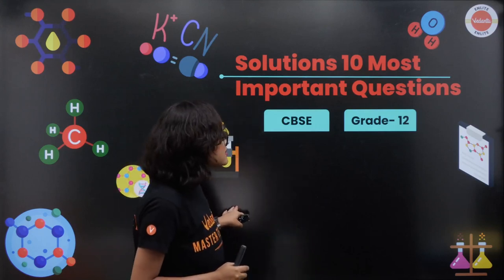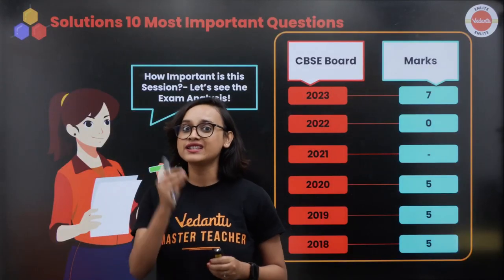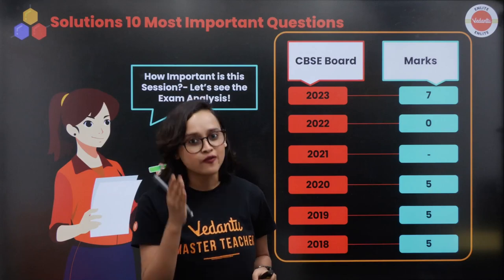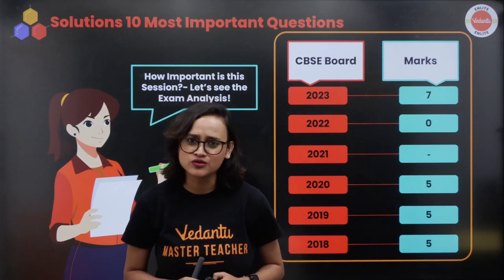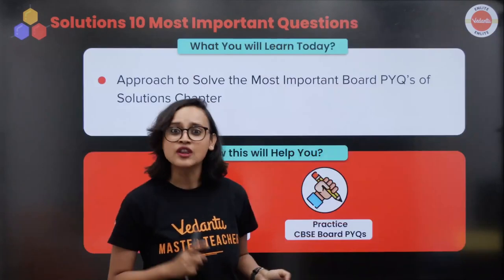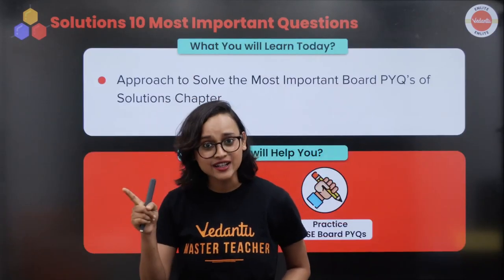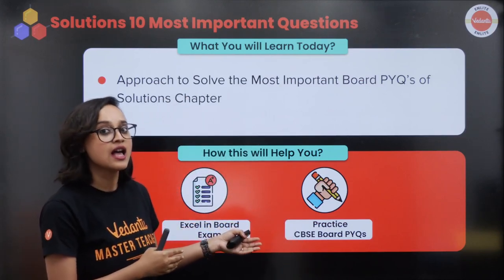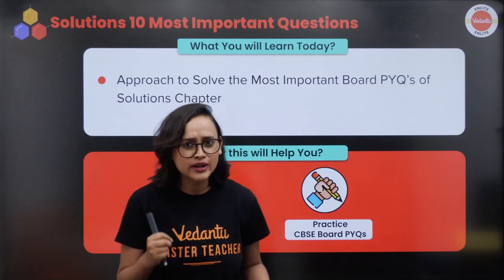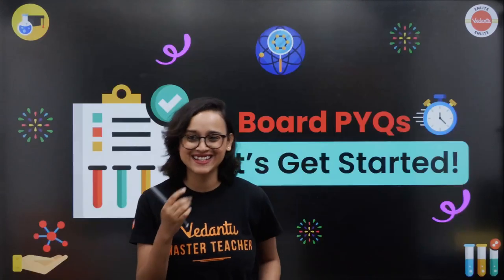Why are we studying this, or why are we watching this video? Like I said, CBSE has allotted 7 marks for your board examination to this chapter, and we can't afford to lose 7 marks, right? Also, with this video, you will be able to excel in your board exam as well as practice some previous year questions. So what are you waiting for? Let's get started.